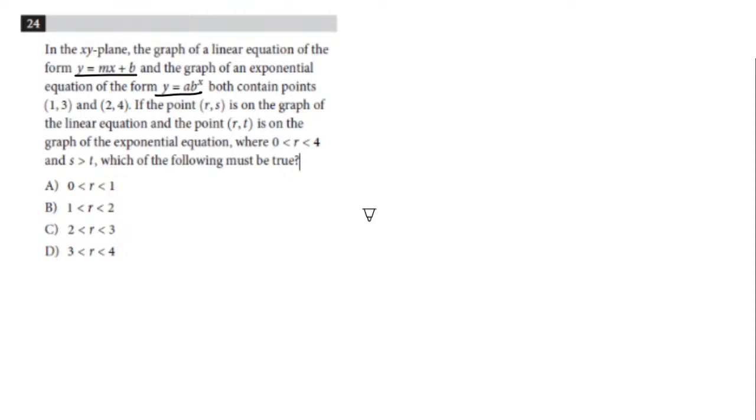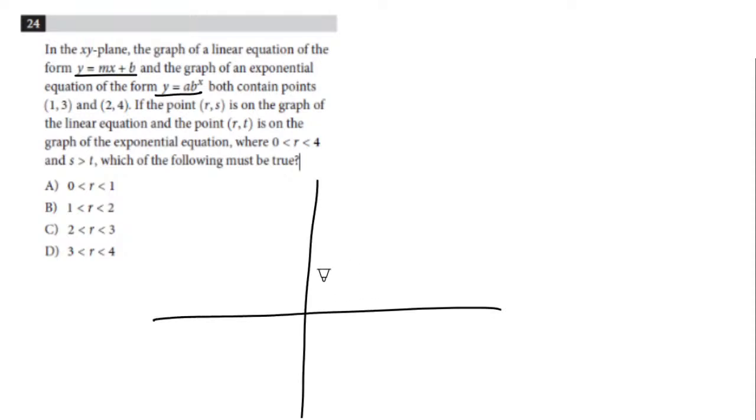Okay, let me first draw a graph. One point is 1 and 3. Yes, 1 and 3. And the other one, let's draw it somewhere here, 2 and 4. Okay, let it be 4. So if both contain these points, this means this line shall pass something like this. Sorry for that.